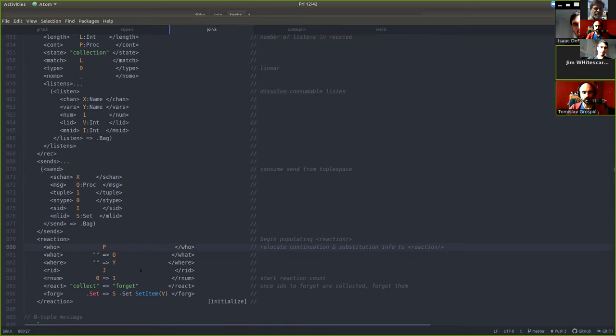Oh, I see. So you're saying you don't have to repeat the whole reaction cell. That's right. You can just say what cell inside the reaction you want to transform. That's right, exactly. Cool. And you can do it in a send, right? You can do this everywhere.